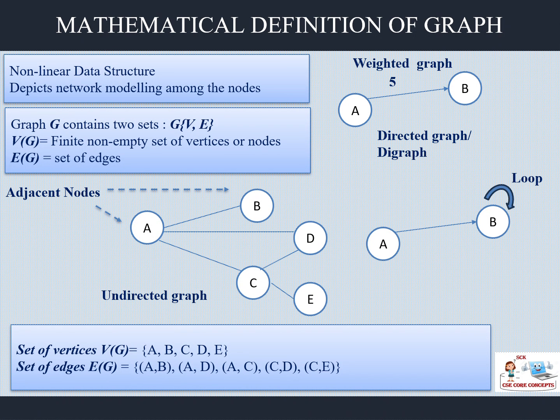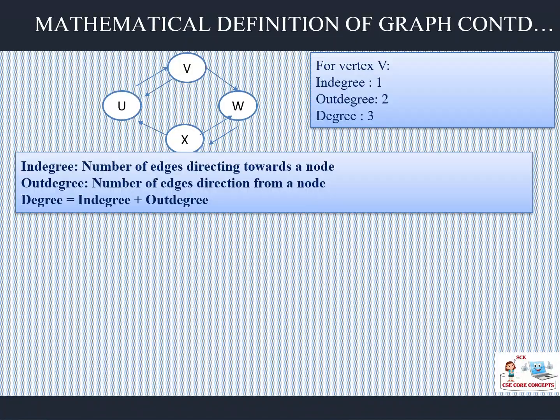Now sometimes there is a looping in a graph, that means there is a route from that node to that node, like from B to B. Okay, there is again a route, that is called as a loop. Now there are other mathematical descriptions. Let's say I have three descriptions we are discussing here: in degree, out degree and degree.